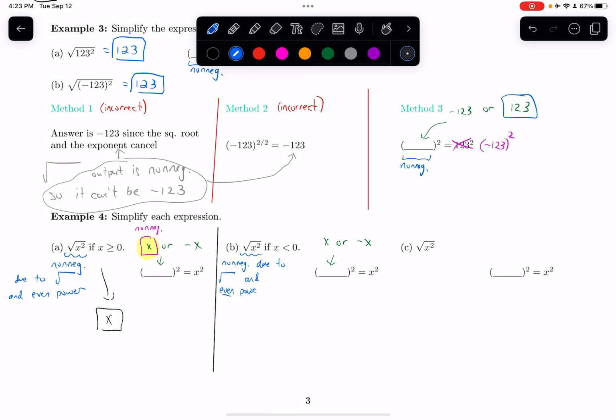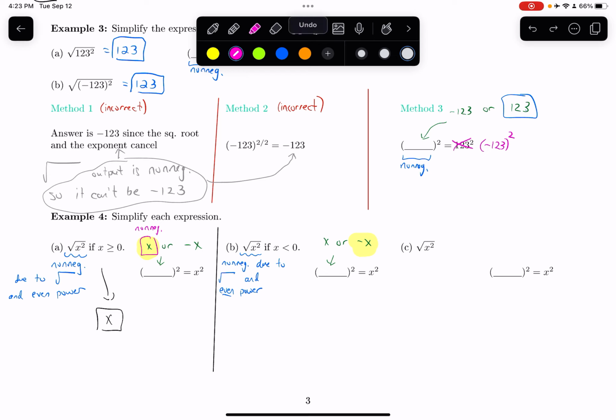So two reasons why, no matter what I plug in for the x, the thing I'm going to get out is a non-negative value. Okay, but this time it's a little different. Now x is a negative number. X is something like -4 or -11. Okay, so if x is a negative number, which of these answer choices is non-negative? Well, it's the negative x.